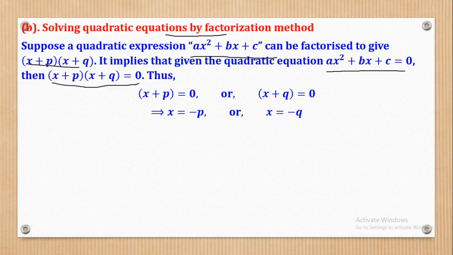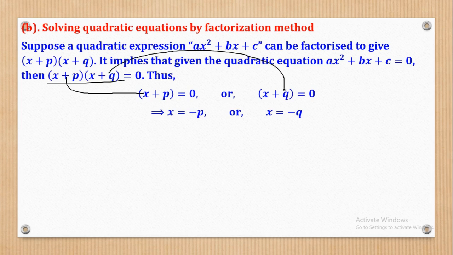will become this, because the whole of this has been factorized to give you this. Therefore you just come and put it here and then equate it to 0, which is here. Now from this step, it implies that this first term can be equal to 0, or this second term can be equal to 0.